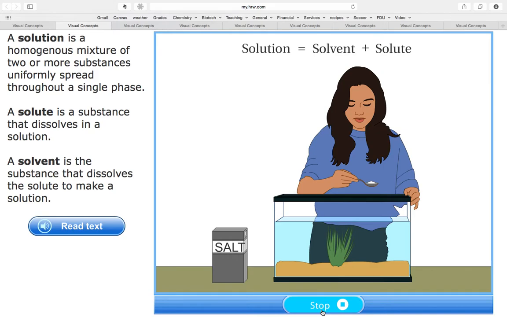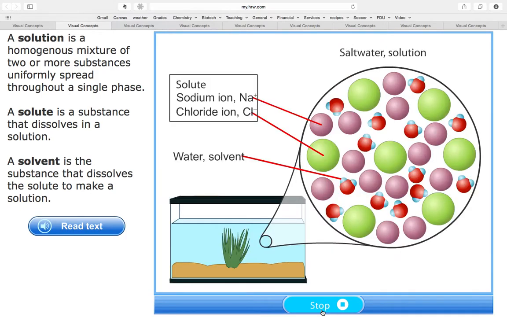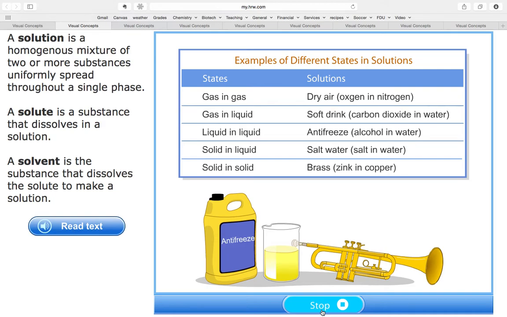In this example, salt is the solute and water is the solvent. Salt water is a homogeneous mixture containing sodium and chloride ions and water molecules uniformly distributed throughout the solution. This table shows examples of other combinations of solutes and solvents. In each case, the substance with greater volume is designated the solvent.